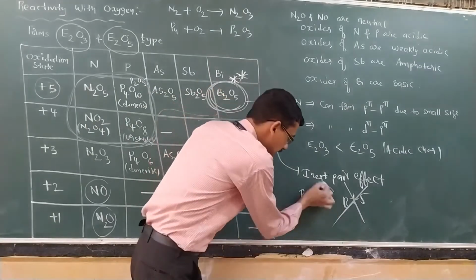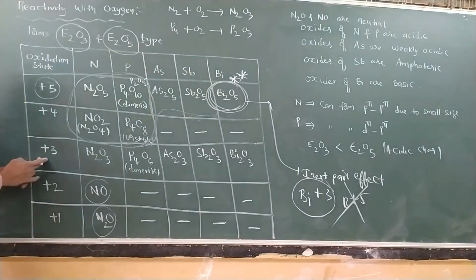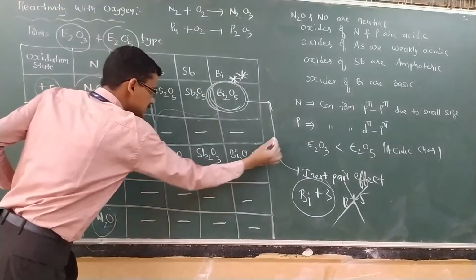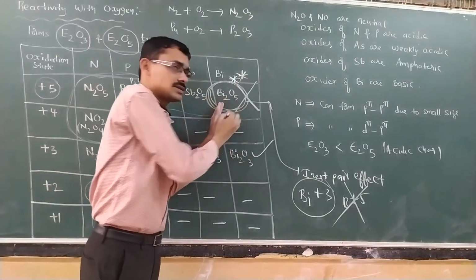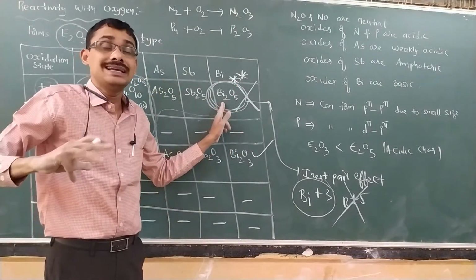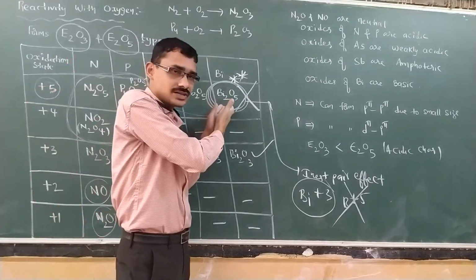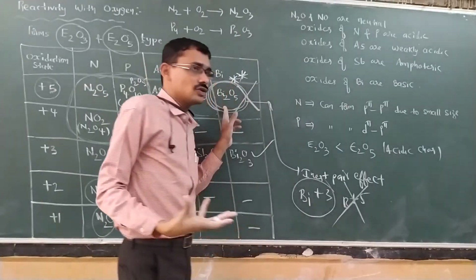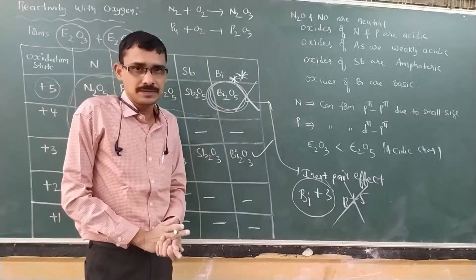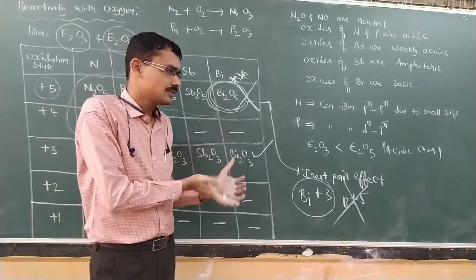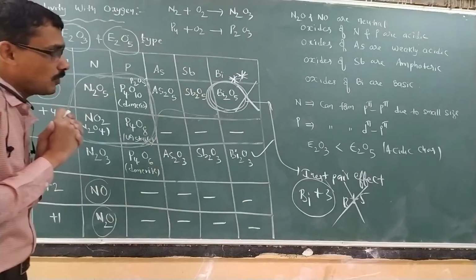So we get bismuth +3. Here you observe that in the +3 oxidation state Bi2O3 exists, while in the +5 oxidation state Bi2O5 is unstable. Why unstable? Because of the inert pair effect. If a question arises in the exam, asking why Bi2O5 is less stable, you can explain it simply by saying the inert pair effect.